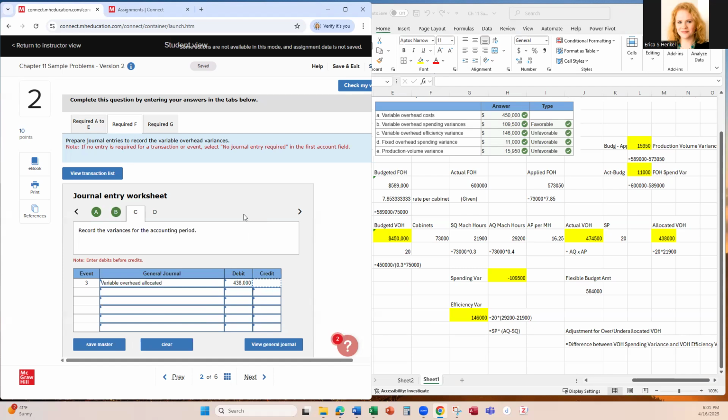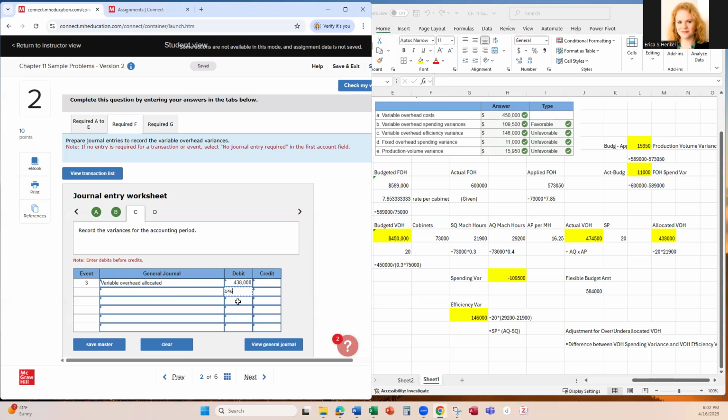And then the next thing that we need to do: we're debiting that account, and then we're going to be crediting our variable overhead account. But we need to take a look at our variances first. So as part of this entry, we're going to be including our variable overhead efficiency and spending variances. One of those was favorable and one of those was unfavorable. The 146,001 was unfavorable. The journal entries for variances get treated kind of like expenses and revenues. So unfavorable would be kind of like an expense, so we're going to debit that one.